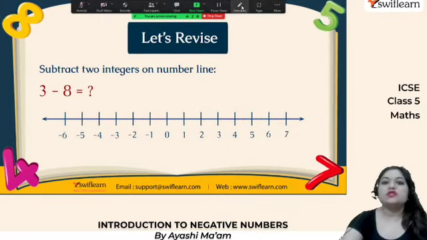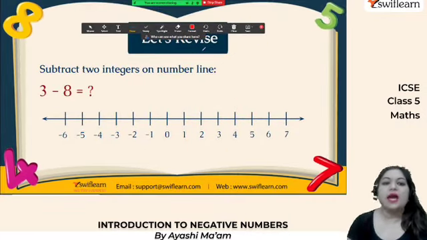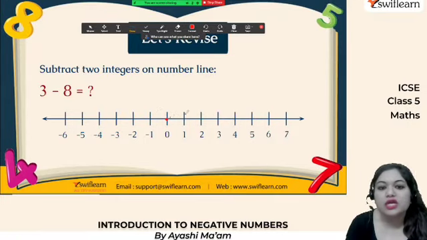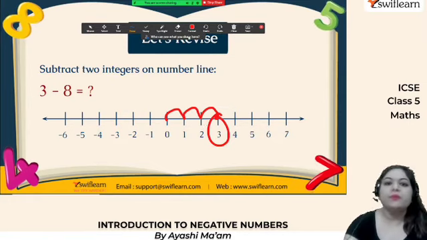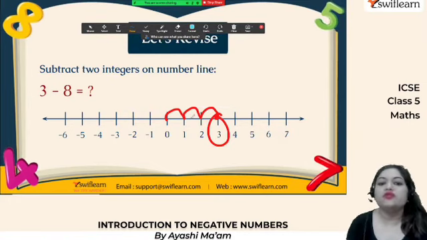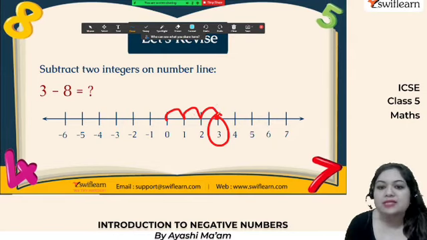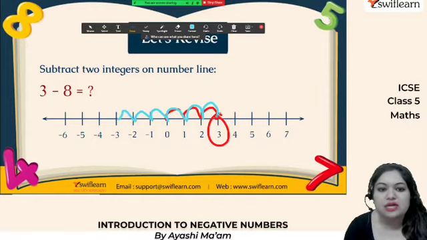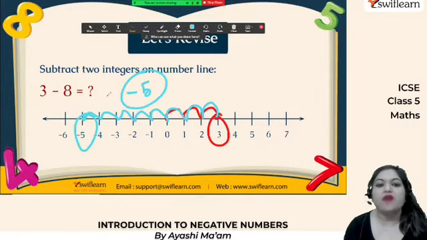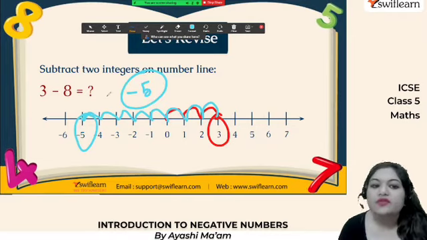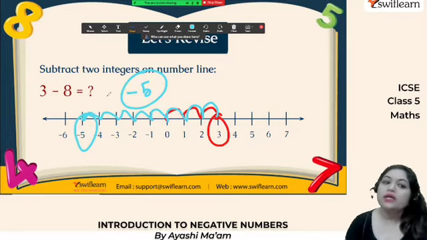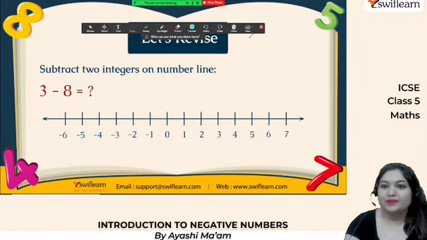Okay, let's do some revision. So we have 3 minus 8. So from 0, first go to 3. So 1, 2, 3. We reached at 3. Now what do we need to do? Minus of 8. So we will move towards the left and 8 steps. That means 1, 2, 3, 4, 5, 6, 7, 8. Yeah. We are coming at minus 5. That means 3 minus 8 is going to give us minus 5. This is how we got it.